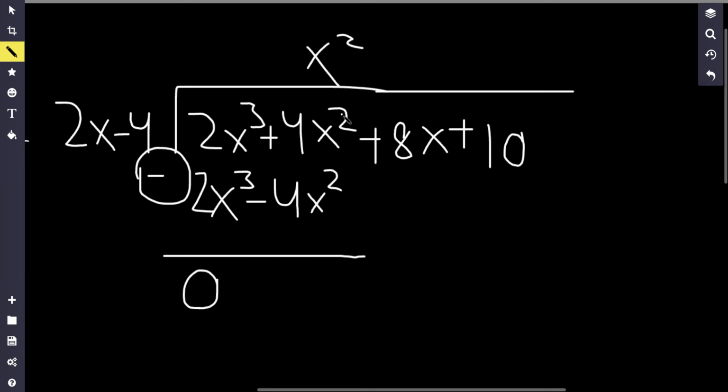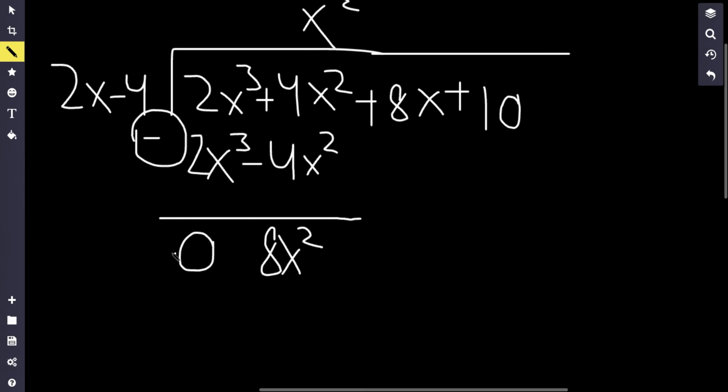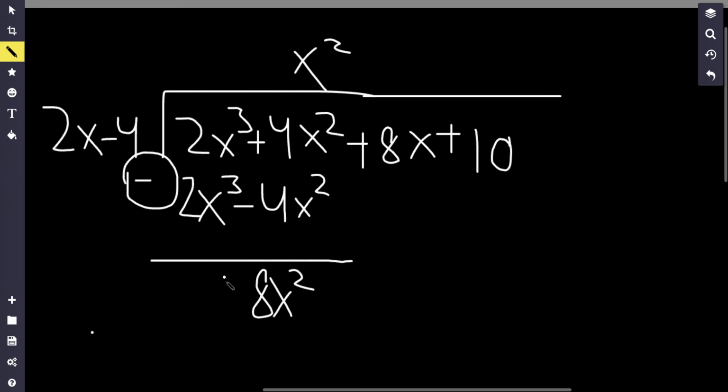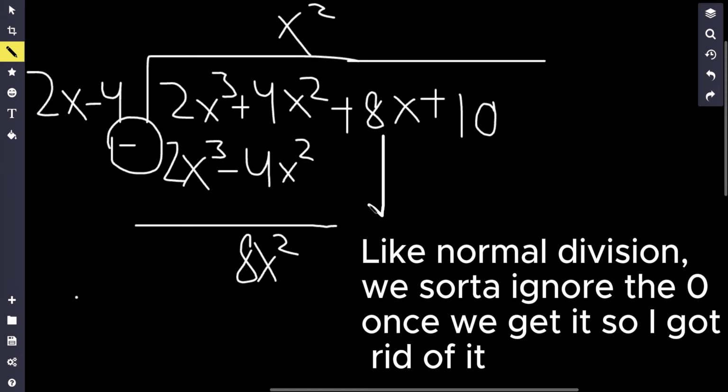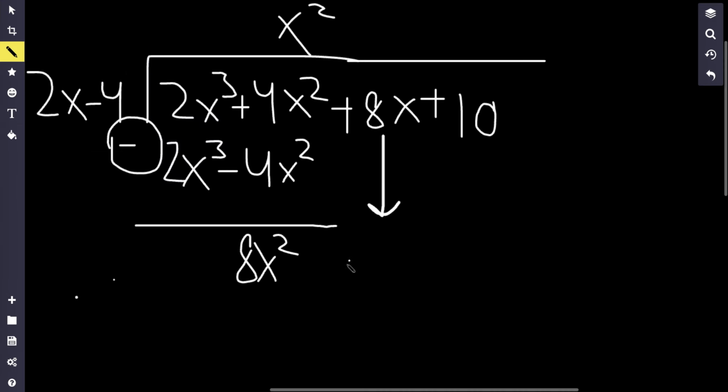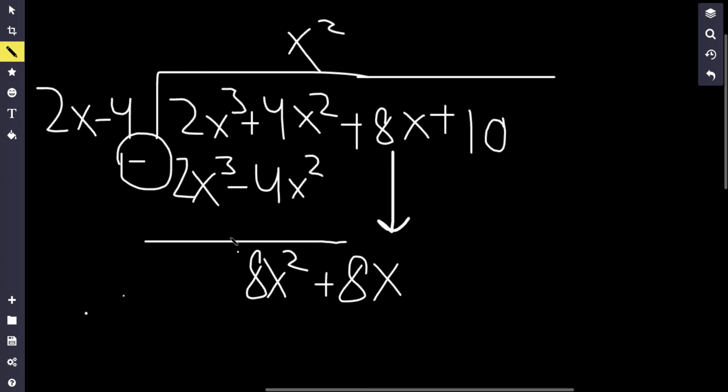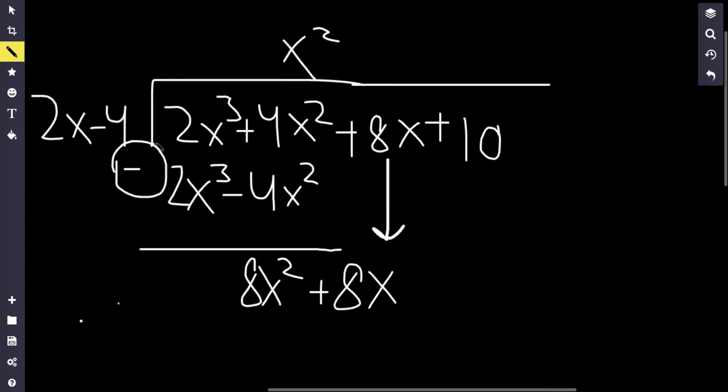And 4x to the second power minus negative 4x to the second power. Well, negative makes positive, so I'm just going to get 8x to the second power. So once again, now we end up with 8x to the second power. You're going to bring down the term next to it. It's kind of similar to a normal division problem, where you bring down the next term after you subtract. So every time you subtract, you're going to bring down the term that's after it.